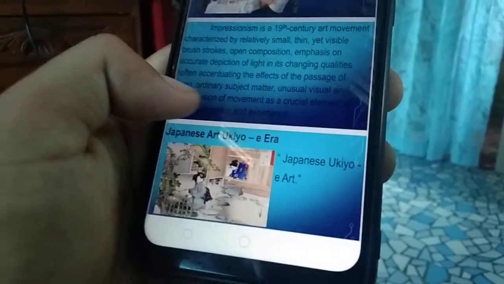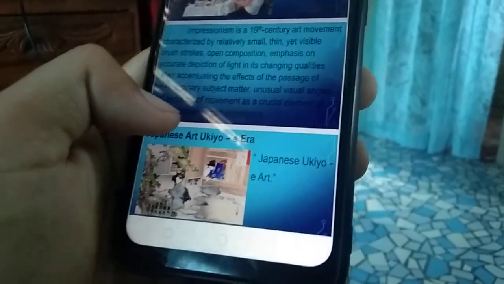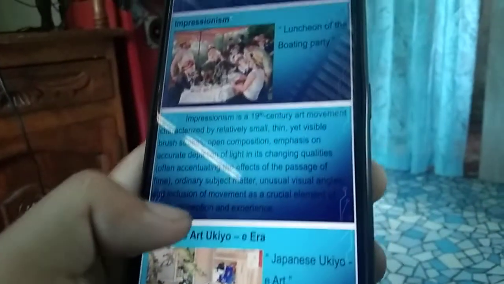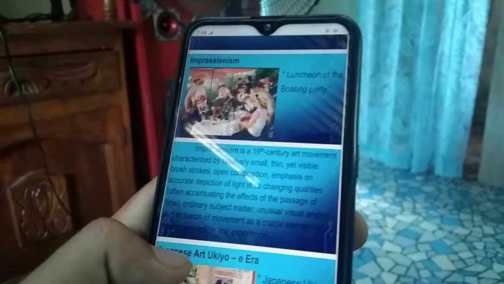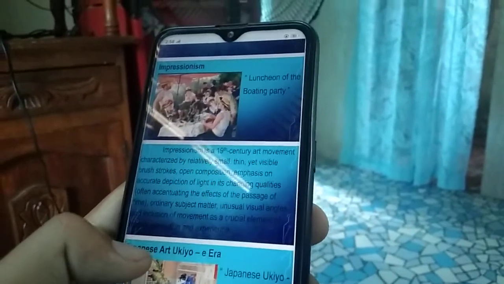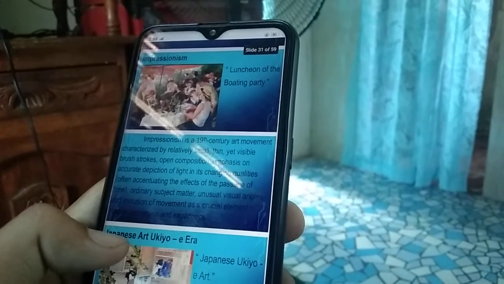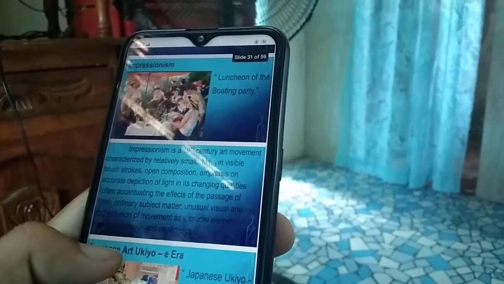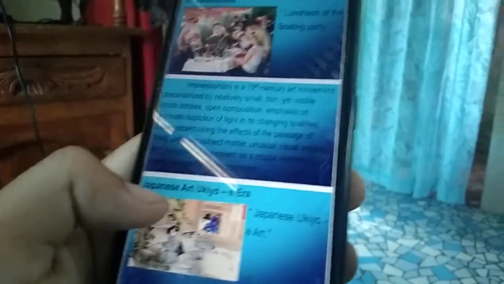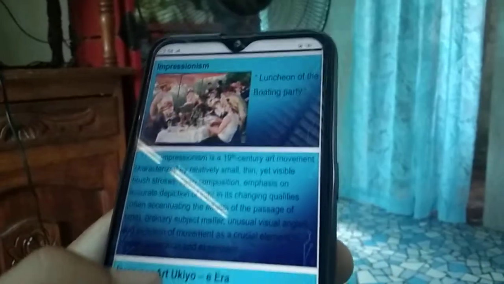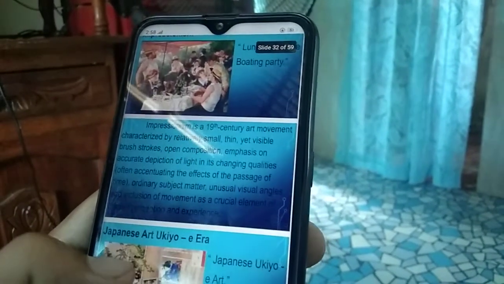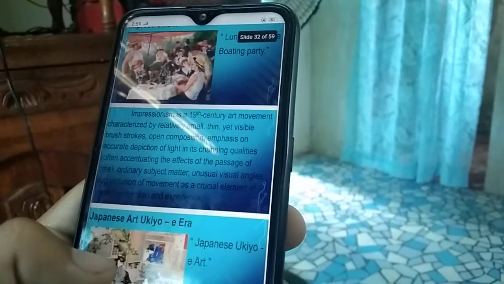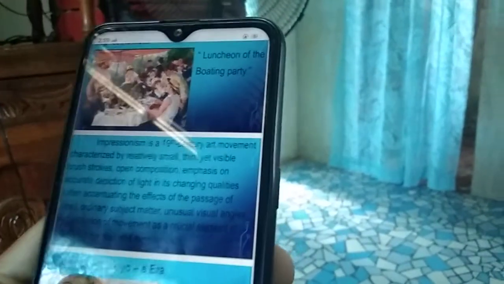Impressionism is a 19th century art movement characterized by relatively small, thin, yet visible brush strokes, open composition, emphasis on accurate depiction of light and its changing qualities, often accentuating the effects of the passage of time, ordinary subject matter, unusual visual angles, and inclusion of movement as a crucial element of human perception and experience.